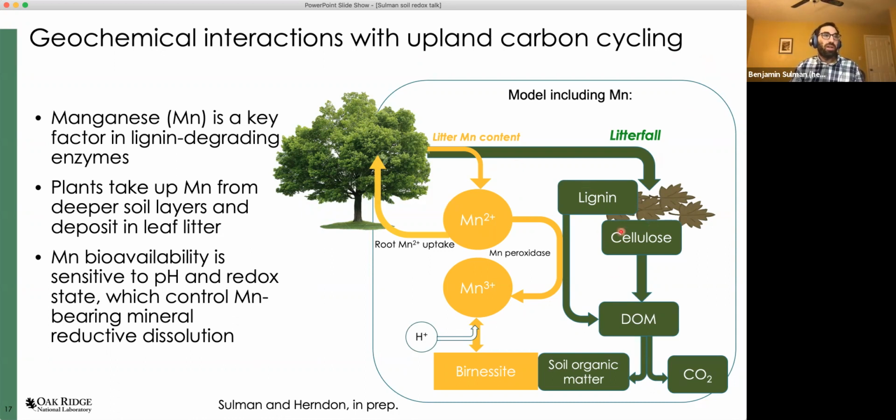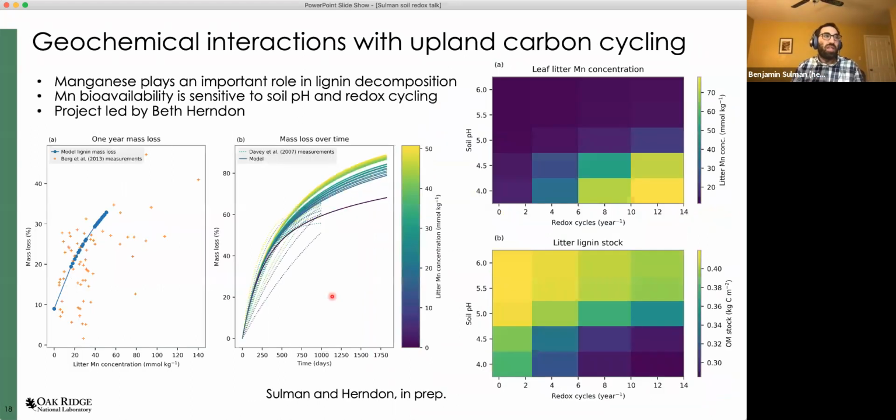So we can model this by coupling together the manganese and the carbon cycles, where lignin decomposition requires this redox transformation of manganese, which is then in equilibrium with a manganese-bearing mineral in the soil. And this feeds into the plant part of the cycle, where plants are actually taking up manganese with their roots and depositing it in their leaf litter. And this builds all kinds of interesting connections between bioavailability of manganese in the soil and decomposition of litter.